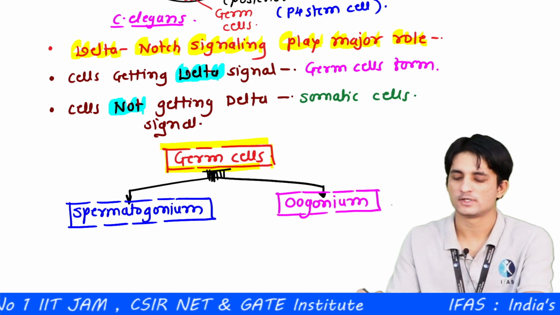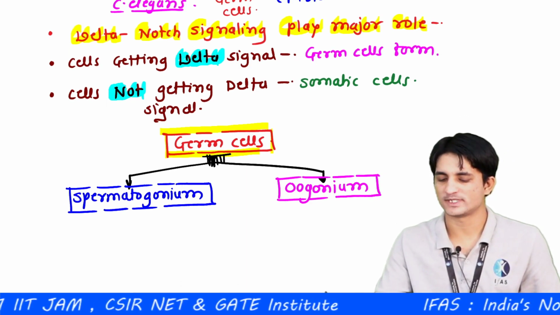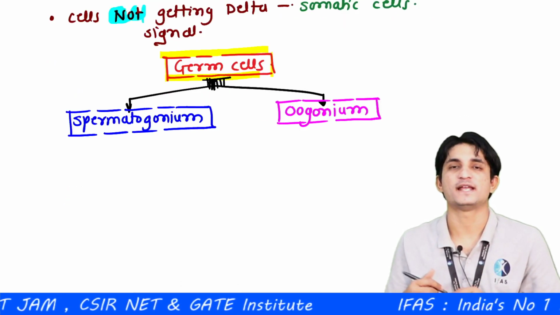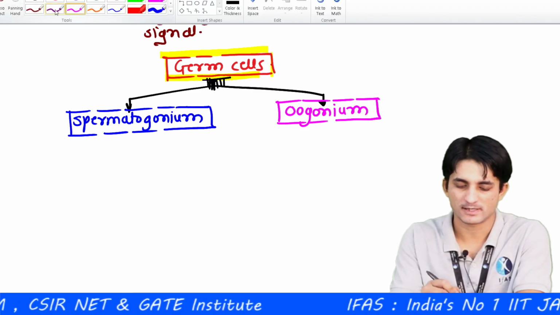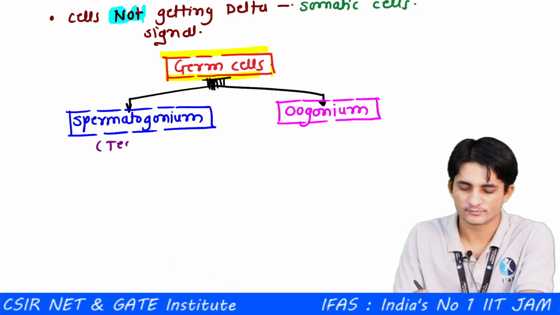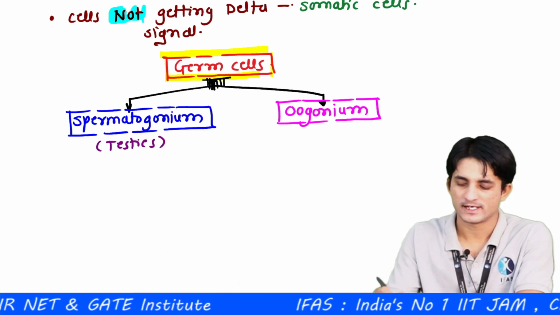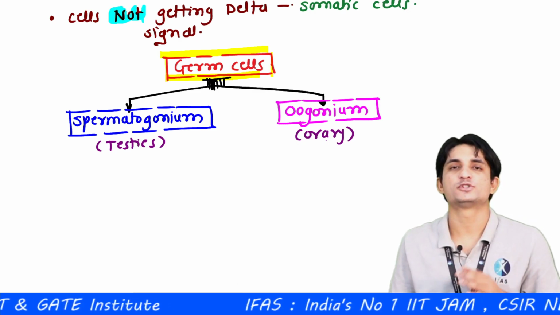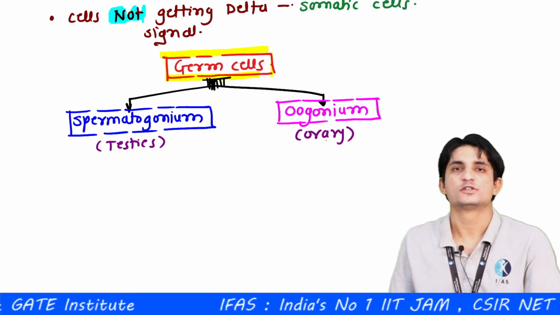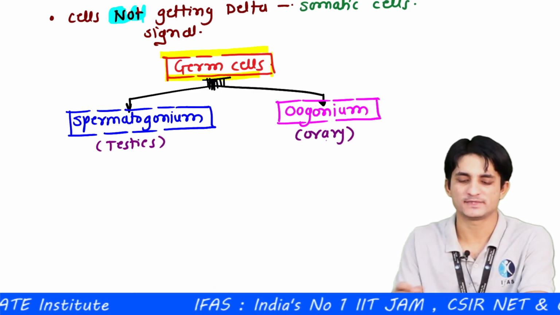So, and that is on the basis of the one message, either germ cells convert into spermatogonium or oogonium. So spermatogonium that is produced in the testis and oogonium that is produced in the ovary. Now on the basis of what this is decided? So this is decided on the basis of FEM3 message.